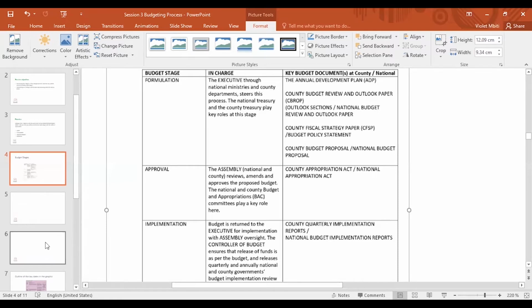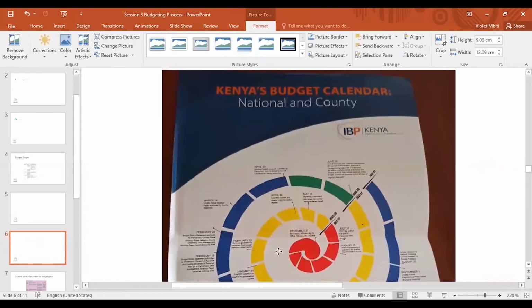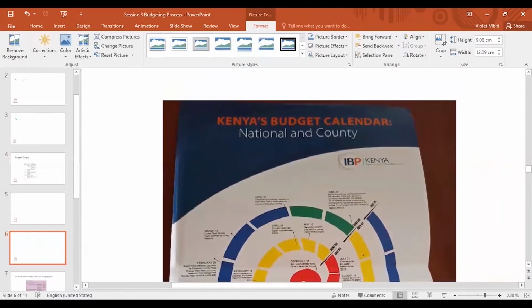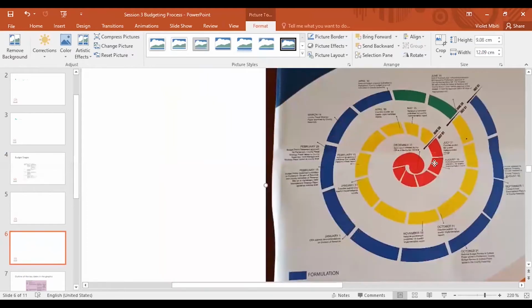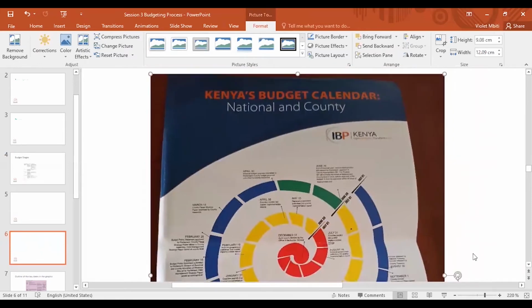Okay, no question. So this is the budget calendar. This is Kenya's budget calendar at the national as well as the county level.